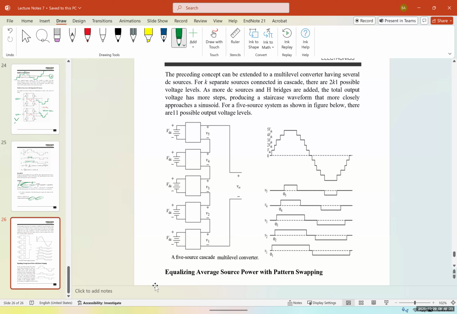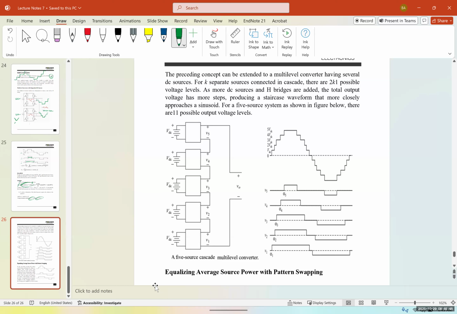As more DC sources and H bridges are added, the total output voltage has more steps, producing a staircase waveform that more closely approaches a sinusoid. For a 5-source system, as shown in the figure below, there are 11 possible output voltage levels. So you have 5 positive, 5 negative, and the 0 as well.